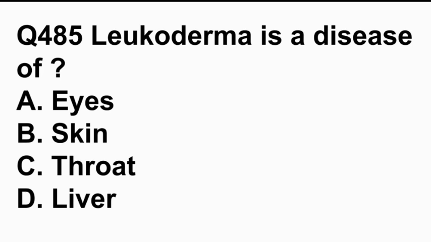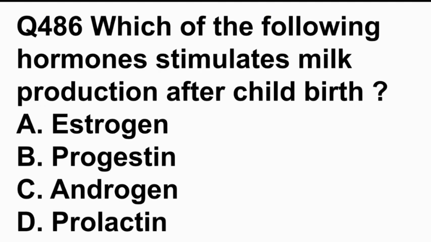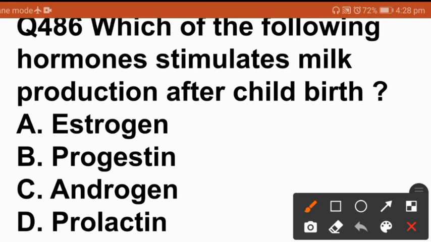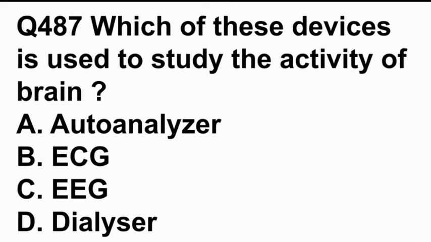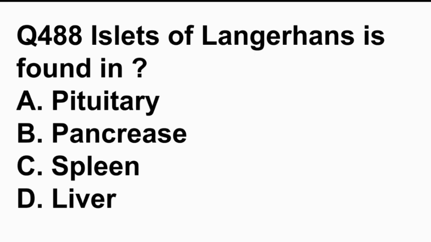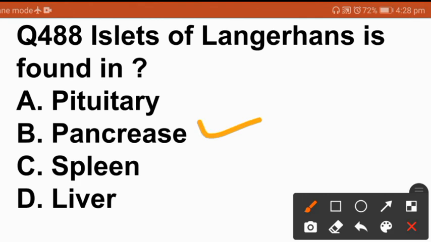B. Skin. Which of the following hormones stimulates milk production after childbirth? D. Prolactin. Which of these devices is used to study the activity of brain? C. EEG. Islet of Langerhans is found in? B. Pancreas. The backbone is also known as?